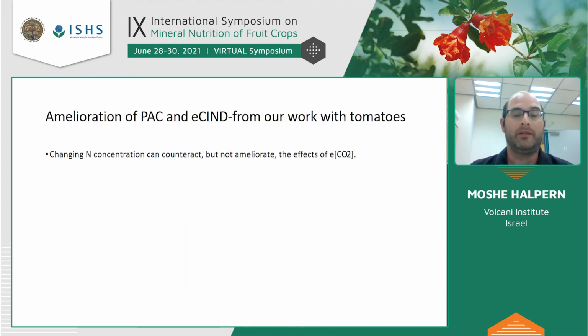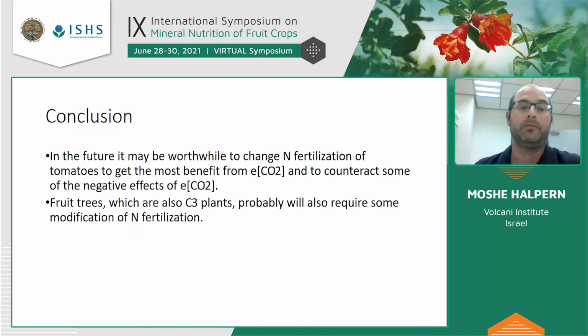How do you ameliorate photosynthetic acclimation and ESIND and the nitrogen deficiency? From our work with tomatoes, you can see that changing the nitrogen concentration can counteract, if not ameliorate, the effects of the elevated carbon dioxide. Conclusion: in the future, it may be worthwhile to change nitrogen fertilization of tomatoes to get the most benefit from the elevated carbon dioxide and to counteract some of the negative effects of elevated carbon dioxide. In fruit trees, which are also C3 plants, probably will require some modification of nitrogen fertilization as well.